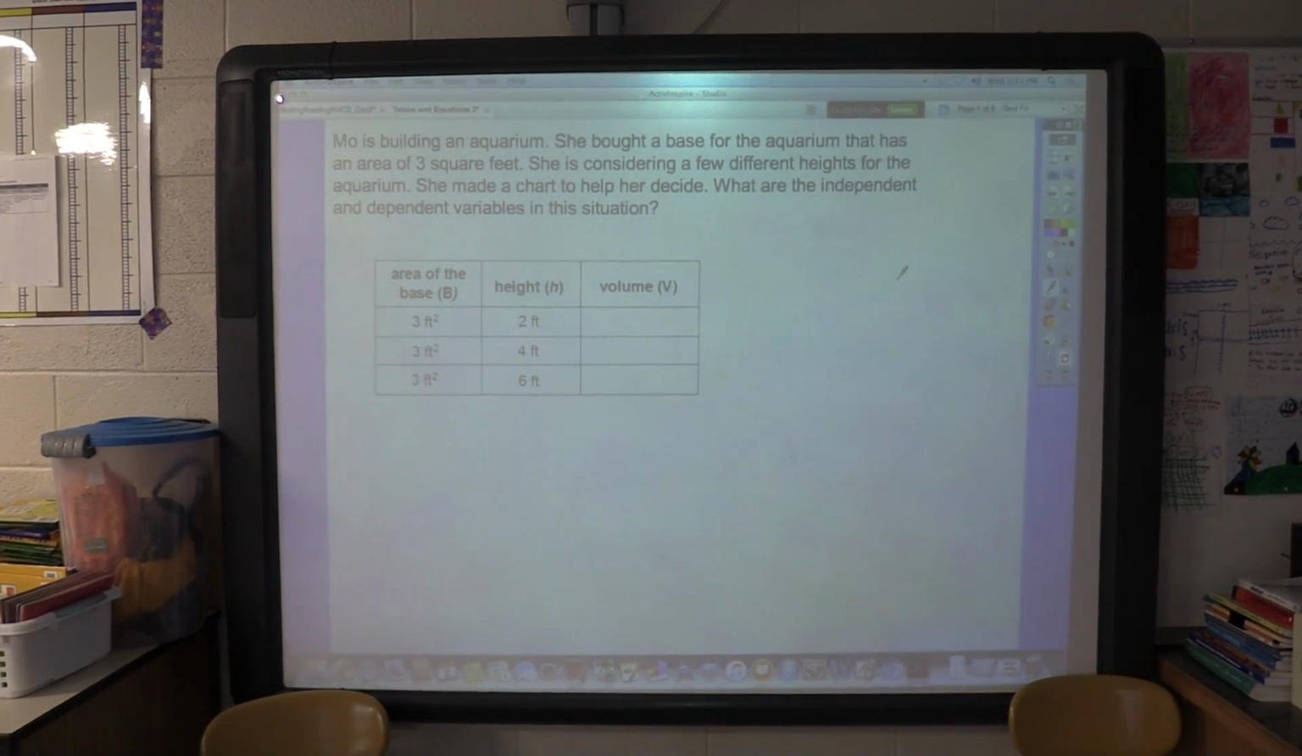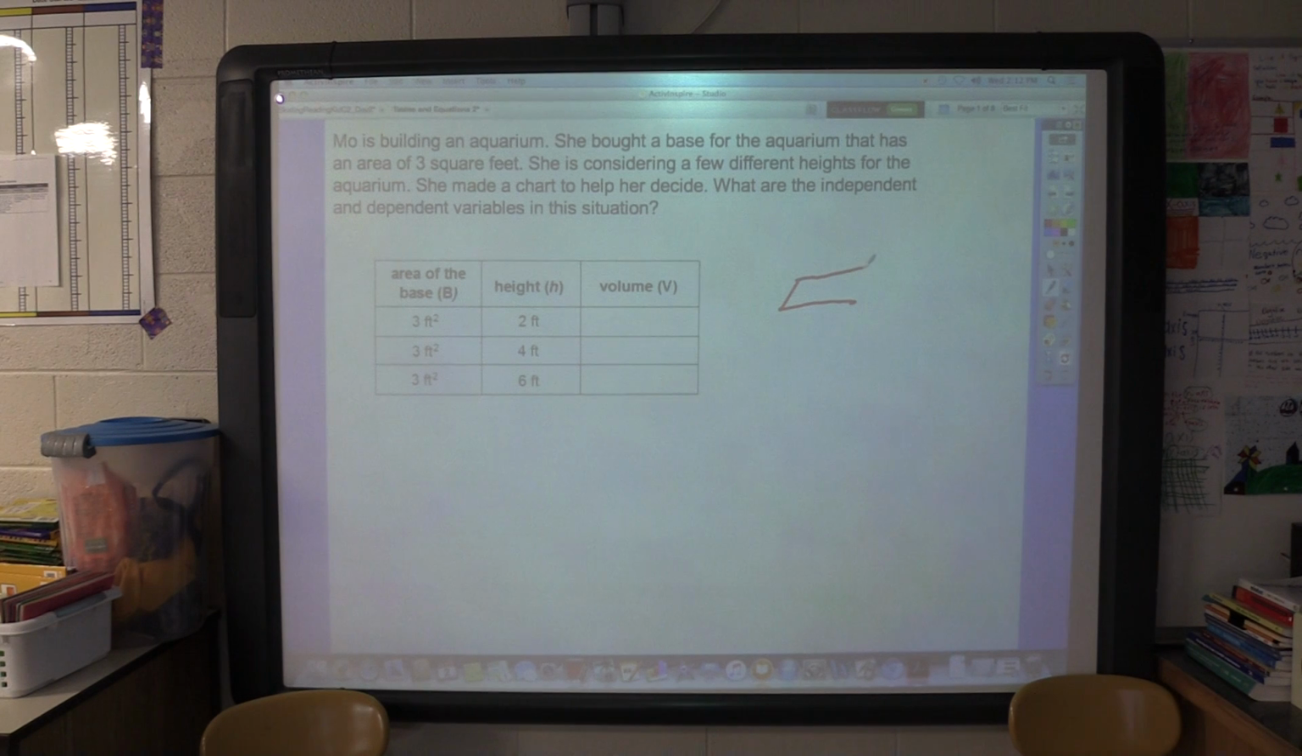The first thing I want to do is read my problem and try to make sense of it. It says, Mo is building an aquarium. She bought a base for the aquarium that has an area of 3 square feet. She is considering a few different heights for the aquarium. She made a chart to help her decide what are the independent and dependent variables in this situation. Okay, so let's make sense of the problem.